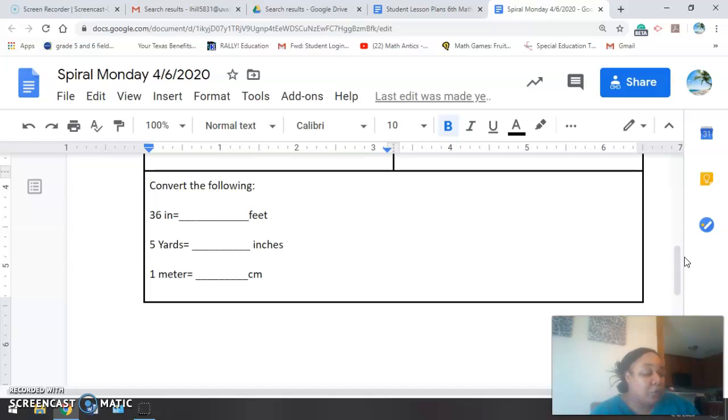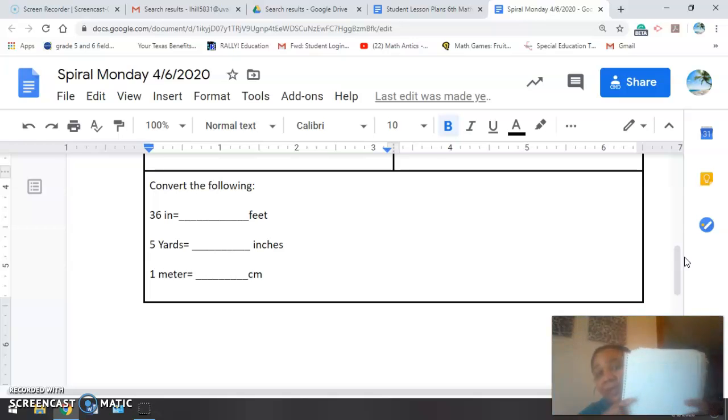And then use your proportion box. Now, if you can see right here, I have my proportions. I have 12 inches, 1 foot, right? And I want to see how many 36 equals. So I multiply my pair. I multiply 1 times 36 and I divide by 12 to get my answer. Okay? Easy, very easy. The next one is 5 yards equal how many inches?